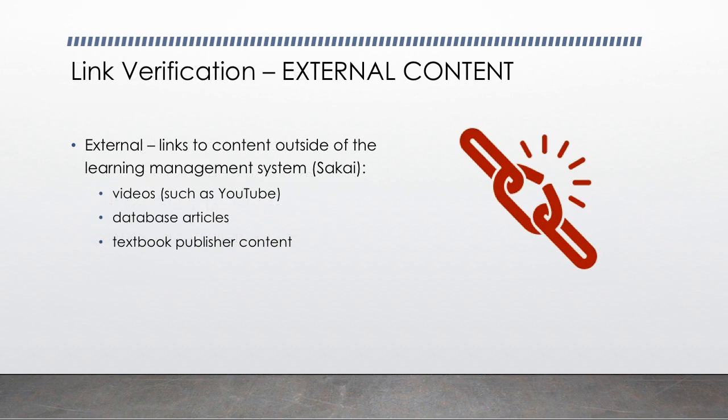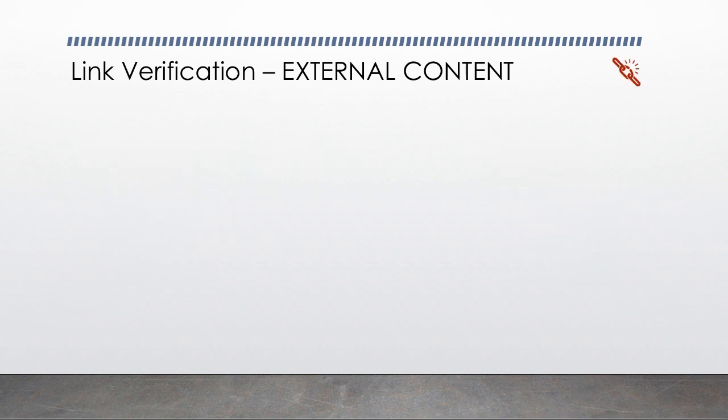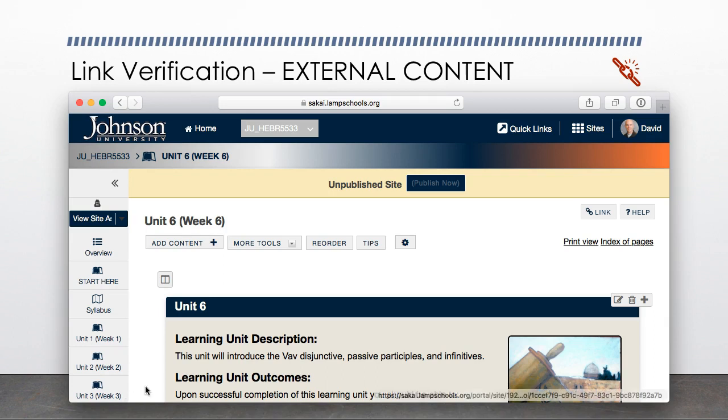First, let's cover links to external content. External content is any content that exists outside of the learning management system, and specifically the course site. This can include videos, database articles, or content provided by a textbook publisher. Let's look at an example course to understand this a bit more clearly.